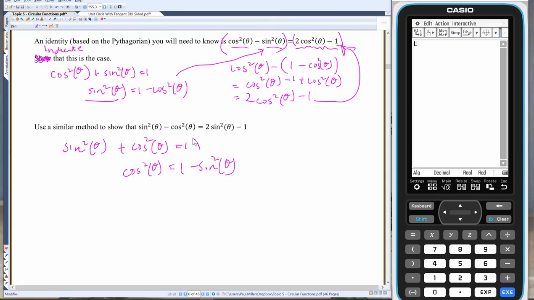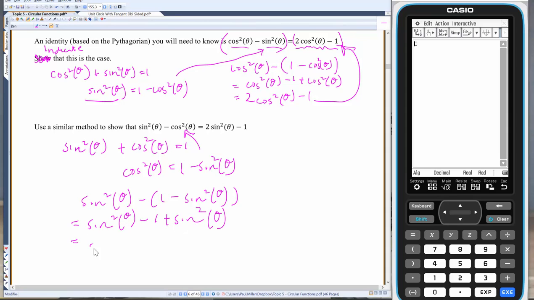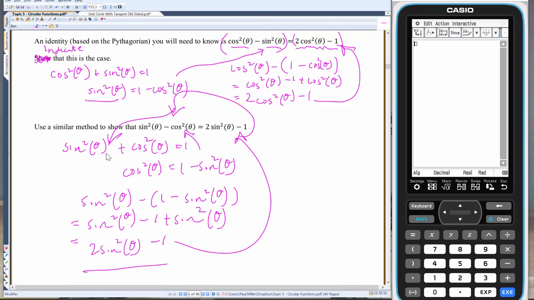Then I'm going to shove that into there, which is sine squared theta, take away 1, take away sine, equals, and we've got 2 lots of sine of theta all squared, take away 1. That is that, which comes from that, which uses that, if that makes sense.